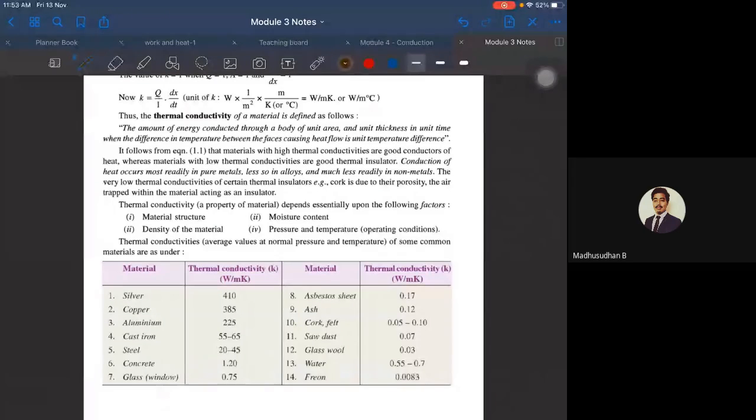Okay, initially you have all the values. Remember a few of the values. Diamond has not been given, I guess. Diamond is the highest, it has around 2400. Okay. Any doubts? Anything to be discussed more here?